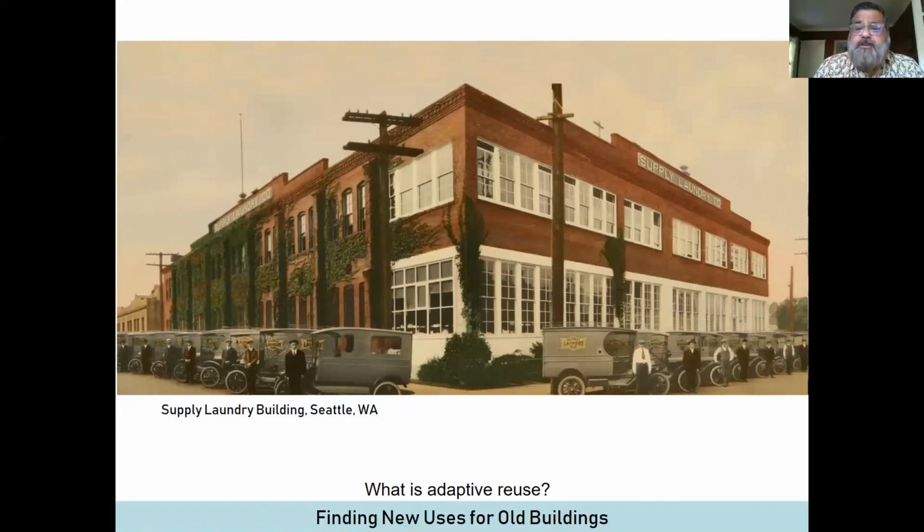So what you see here is the historic Supply Laundry building in Seattle. It was built in 1904 as a commercial laundry, and it was in operation for about 80 years. So it functioned until 1985. And then, of course, it closed because large-scale commercial laundry was seen as polluting the environment, and it was banished from the urban grid. So the building closed down and sat vacant for more than a decade. As I said, the site was also contaminated with pollutants.